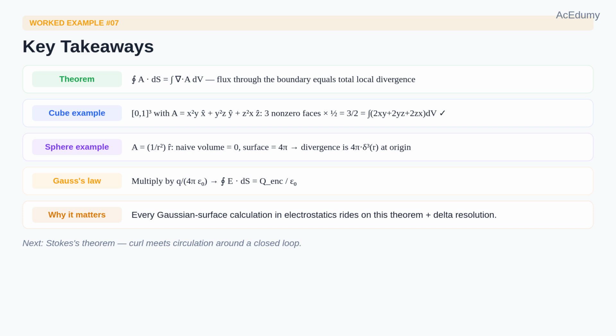Next time, the partner result, Stokes' theorem, which connects curl to circulation around a closed loop, and Maxwell's other two integral equations come out of it.